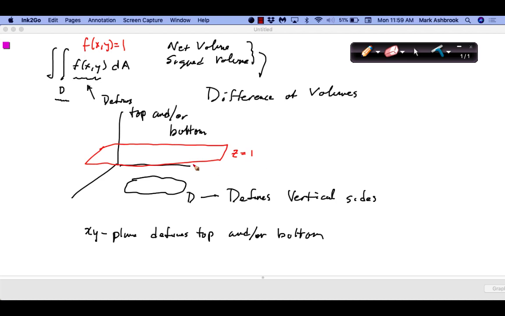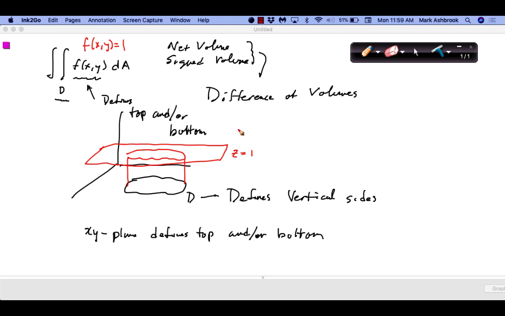And so what? It still finds the volume of a solid, right? It's just that the volume of that solid is the same value as the area of what? D, right? So if f of xy equals 1, then that double integral is still finding a volume units-wise, but that value of that volume is the same as the value of the area of D.